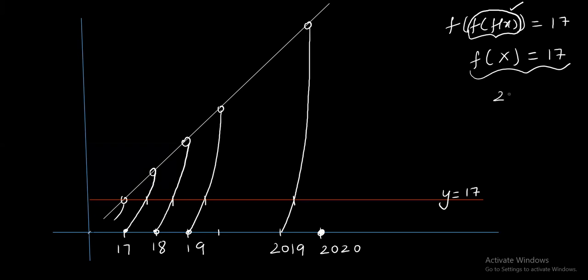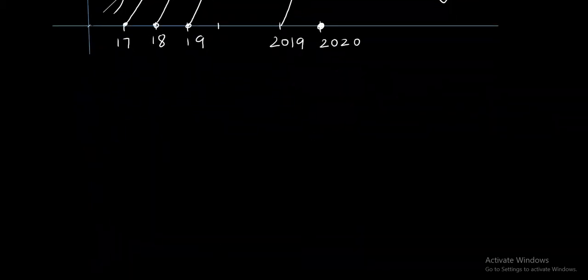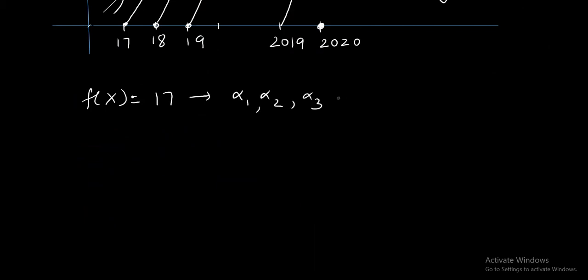It's very simple. Between 2020 and 17, there are 2003 solutions that we are getting, right? We are getting 2003 solutions over here. I'm just going to name those solutions as alpha 1, alpha 2, alpha 3. When I solved f(x) = 17, the solutions that we are getting, I'm naming them as alpha 1, alpha 2, alpha 3, and keep going till alpha 2003. But this is not the answer, right? I actually have to solve f(f(x)) = 17.